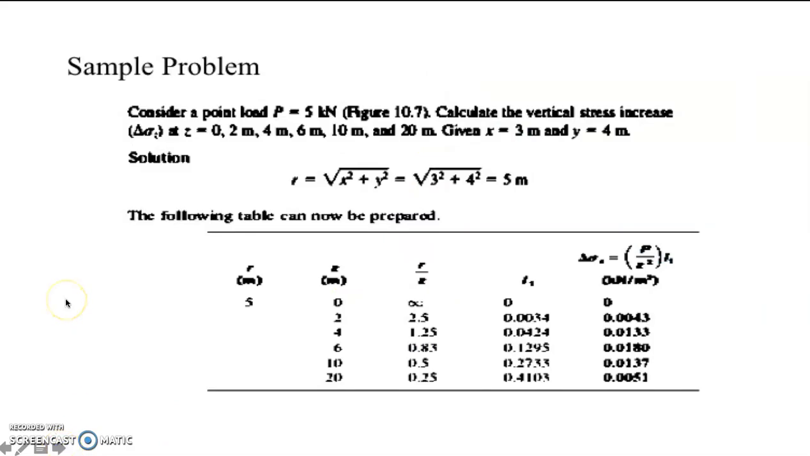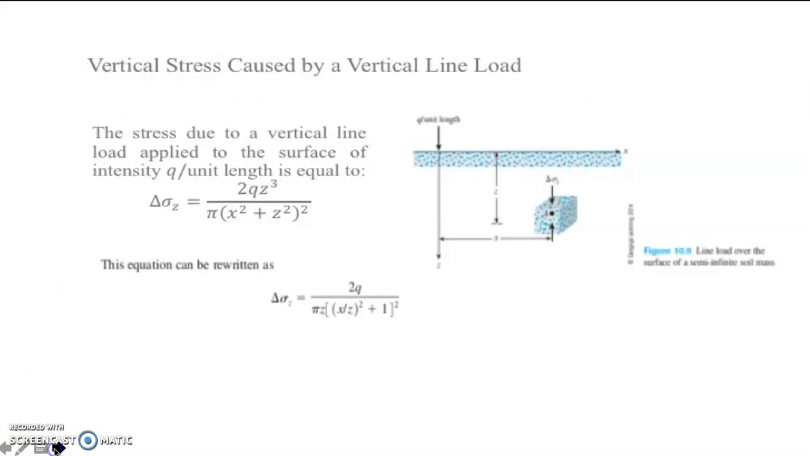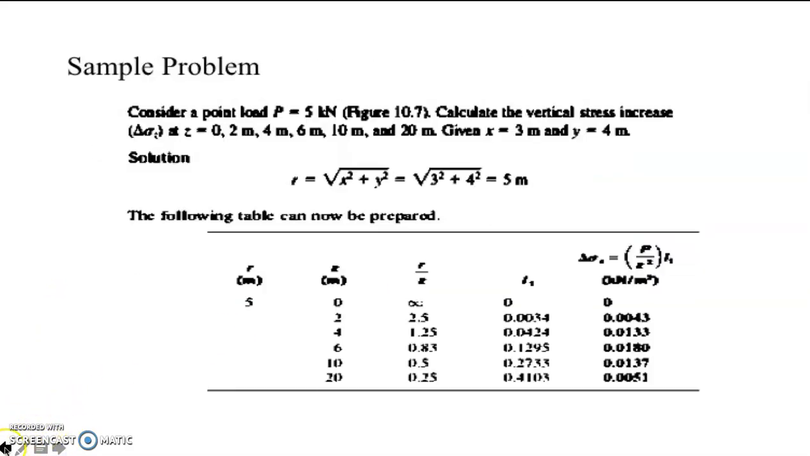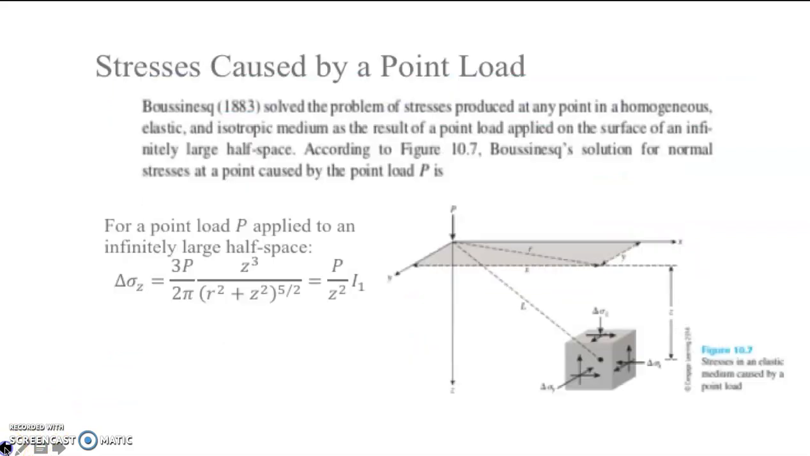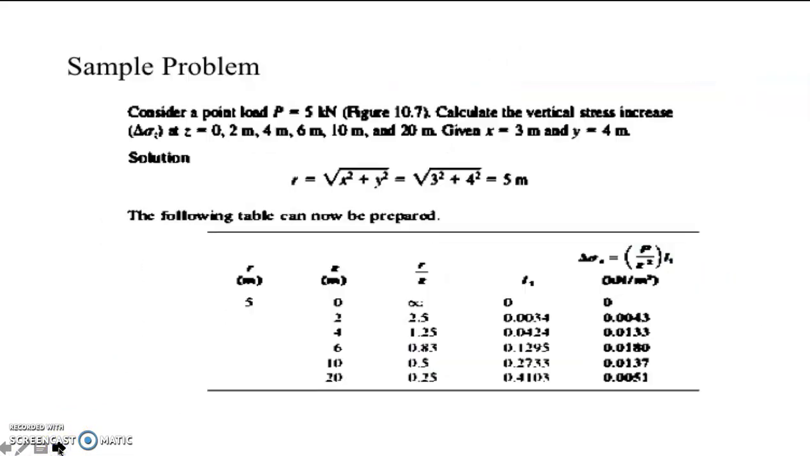So we have here a sample problem. Consider a point load P as shown in this figure. We are given this figure for that particular example. Calculate the vertical stress increase at z equal to 0, 2, 4, 6, 10, and 20 meters, given x equal to 3 meters and y equal to 4 meters.